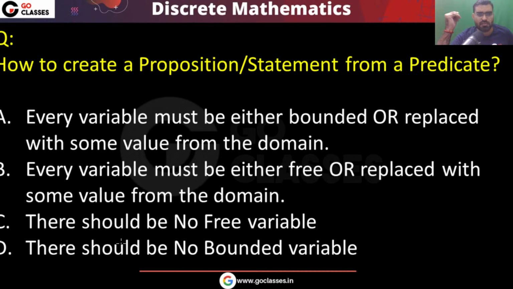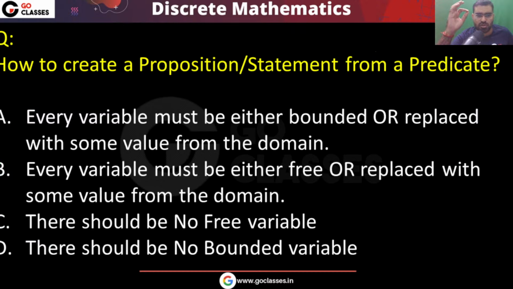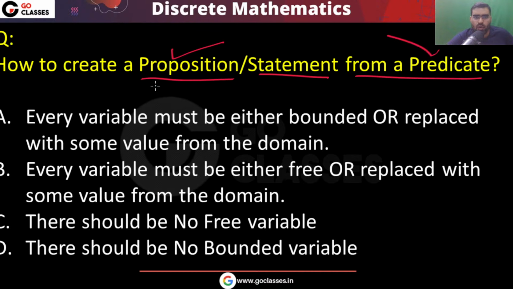Now let's see this question. Whatever we have seen, let's summarize that with this question. If you can answer this question, you understood bounded variable and free variable. How to create a proposition from a predicate? If I give you a predicate, how to create a proposition? Tell me the answer. Think about it.